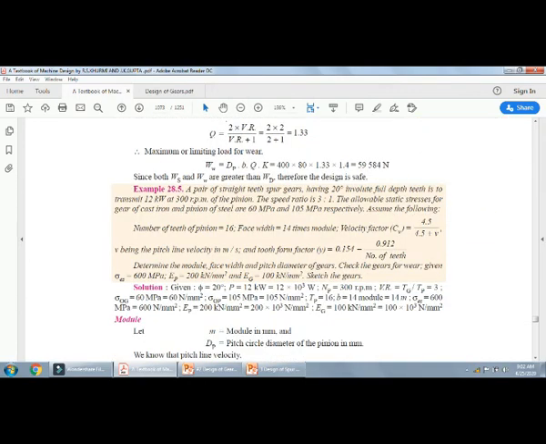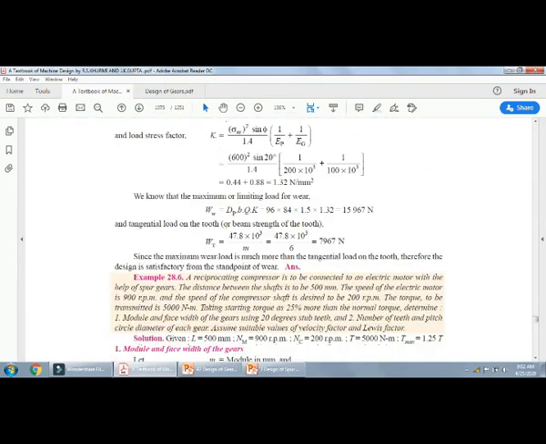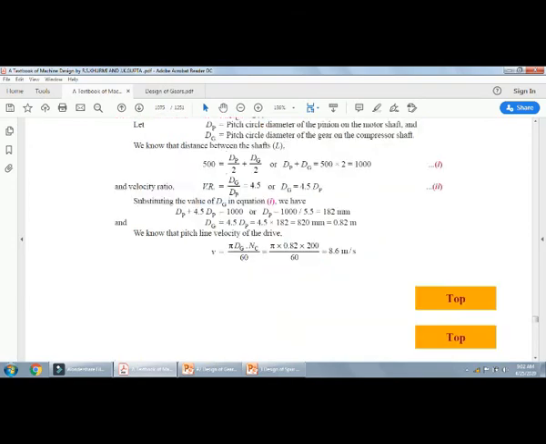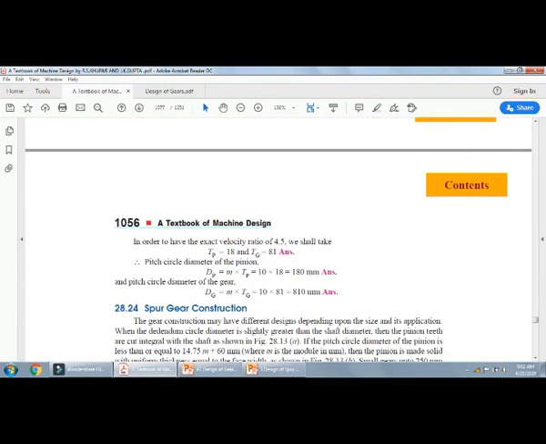So other numericals 28.5 and 28.6 regarding your spur gear, plus some other unsolved numericals, we will cover in your next tutorial.